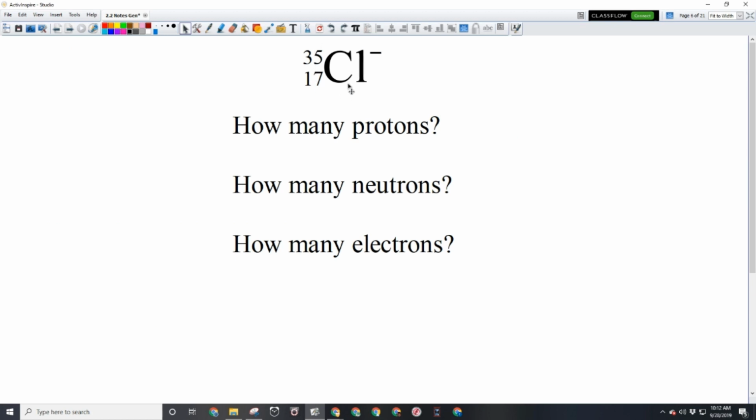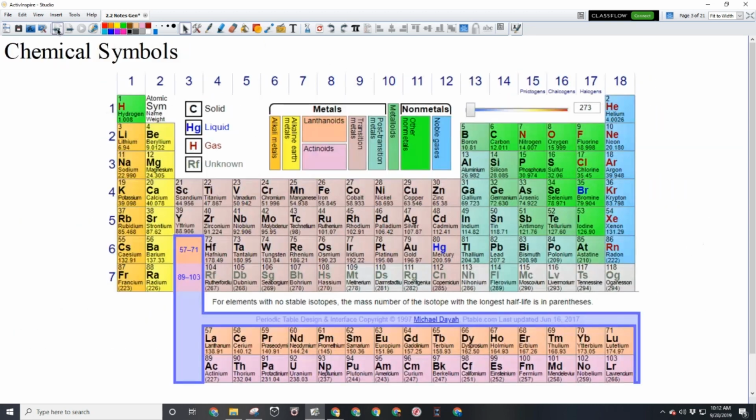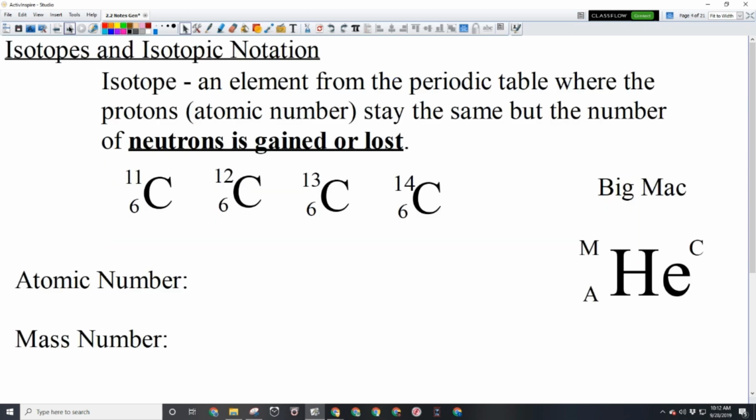All right, so a lot of times you're going to see an isotopic notation written like this, and then it's going to ask you questions. So how many protons does this element have? Well, first of all, what is the element? Cl. Now that's an L, not a 1, because this is Times New Roman font. The L's look like 1s. So Cl. So let's go back to the periodic table. Cl is right here. So this is the chlorine atom.